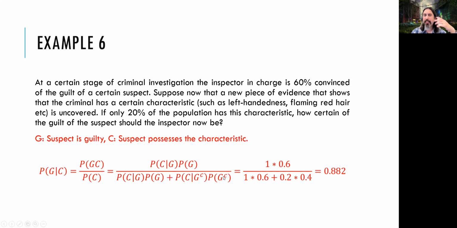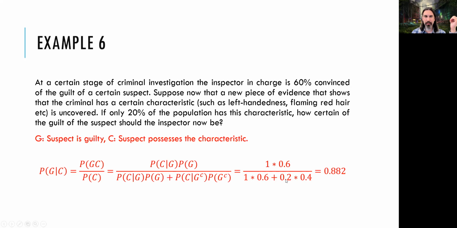What's the probability that he's not guilty at this state? 0.4. Okay. And if he's not guilty, what's the probability that he has the characteristic? If he's not guilty, he's one of the population, so the population is 1/5, a 20% chance of having that characteristic. So he will have that characteristic with 0.2 probability.